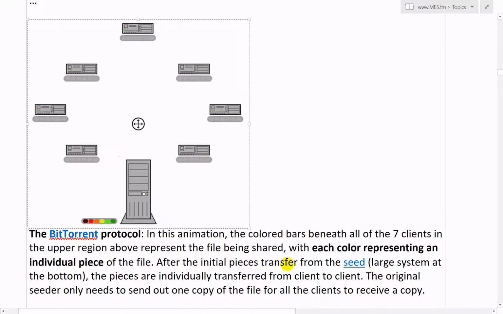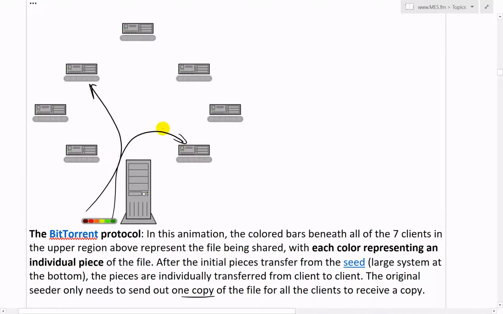After the individual pieces transfer from the seed, the large system here at the bottom, the pieces are individually transferred from client to client. The original seeder only needs to send out 1 copy of the file for all of the copies to receive a file. So here, I believe there's 6 files right here. He will send some across there, this one across there like that, and then these are all going to be interconnected. So all you need to do is send 1 of each of these, and then these will all have it in these colors there.